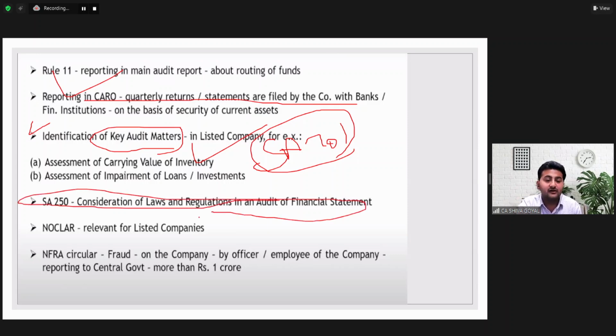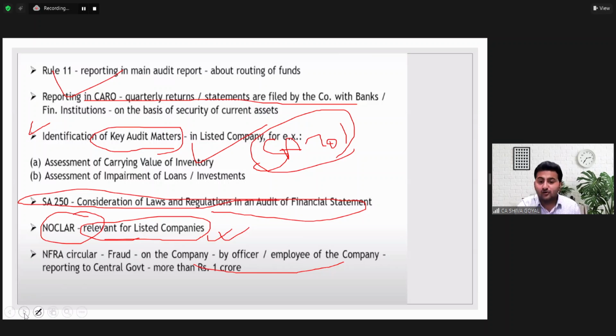It's a very important SA. Then NFRA, it's very relevant for the listed company. It's about non-compliance of laws and regulations. It has to be considered by the auditor in case the company has not complied with the laws and regulations in place. NFRA has also described a certain limit: it will be considered as fraud if it is done by an officer or employee of the company, with more than 1 crore amount involved.